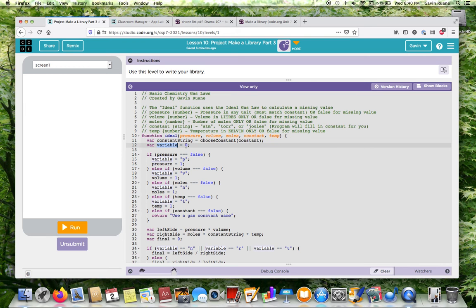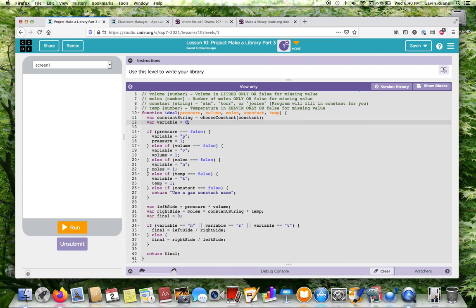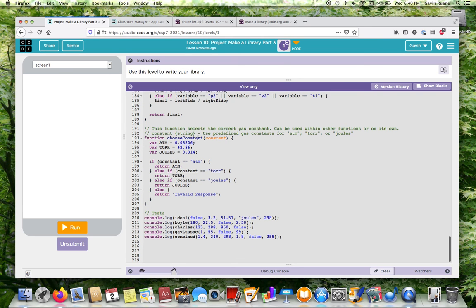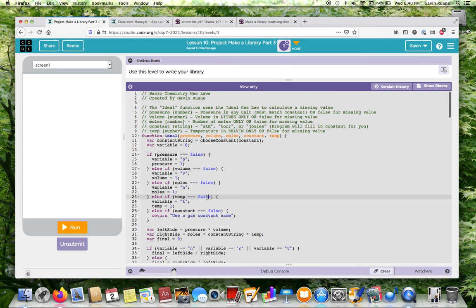That return will go into constant string. It's going to say variable equal to 0. We'll get to that later. Now it's going to do a ton of checks. It's going to ask, which one did the person say false for? Which one is the variable? What are we solving for? In our test down here, we're solving for pressure, because that's the first parameter, the first argument. So we'll follow this for pressure. If pressure is equal to false, which it is, then it's going to set the variable equal to P, and pressure is equal to 1.